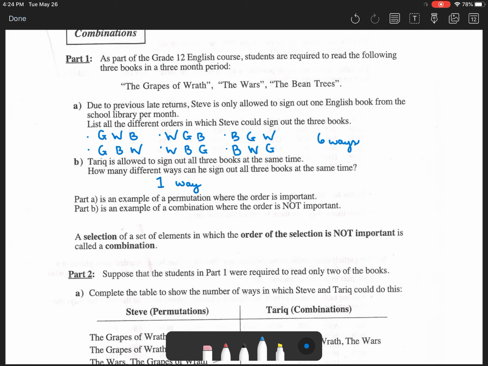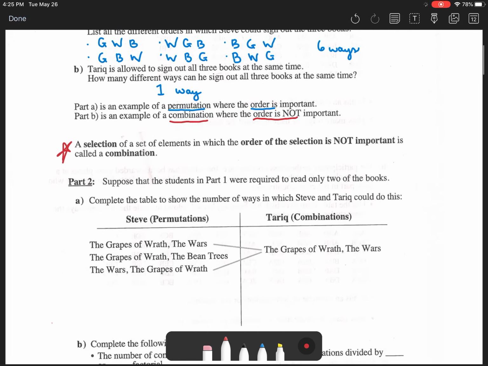So part A that we did with Steve is a permutation. Order is important. The second one was a combination. Order is not important. So again, that's the big difference between the two. And then they give you a nice definition here that you can highlight.